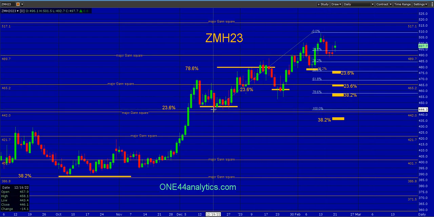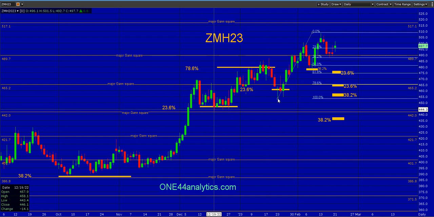Now, the next most important level to retrace to is here, and once again, 38.2%, and it kind of joined in with that 489.70.